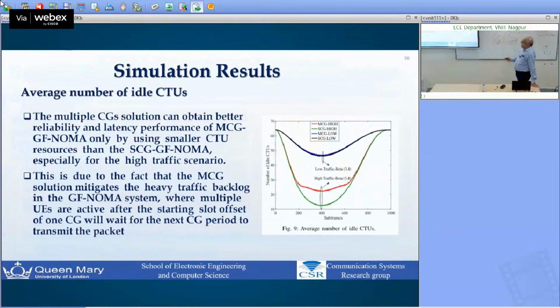So again, here we considered the number of idle CTU in the multiple configuration grant, for different traffic, the high traffic and low traffic. In the low traffic, the idle is almost the same for single and multiple configuration grant. But for high traffic, the number of idle in single configuration grant is this one, and the number of idle in multiple configuration grant is higher.